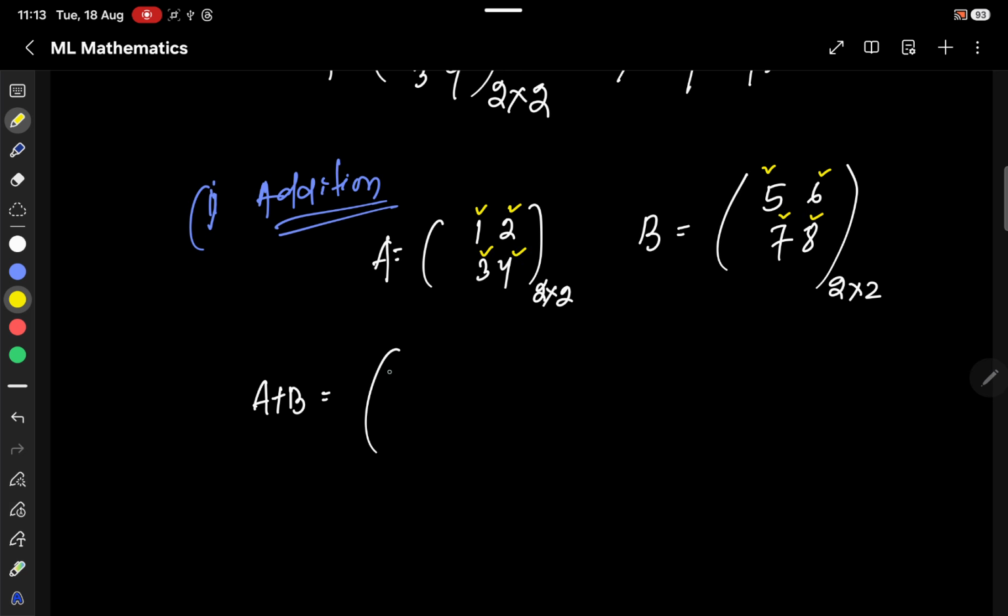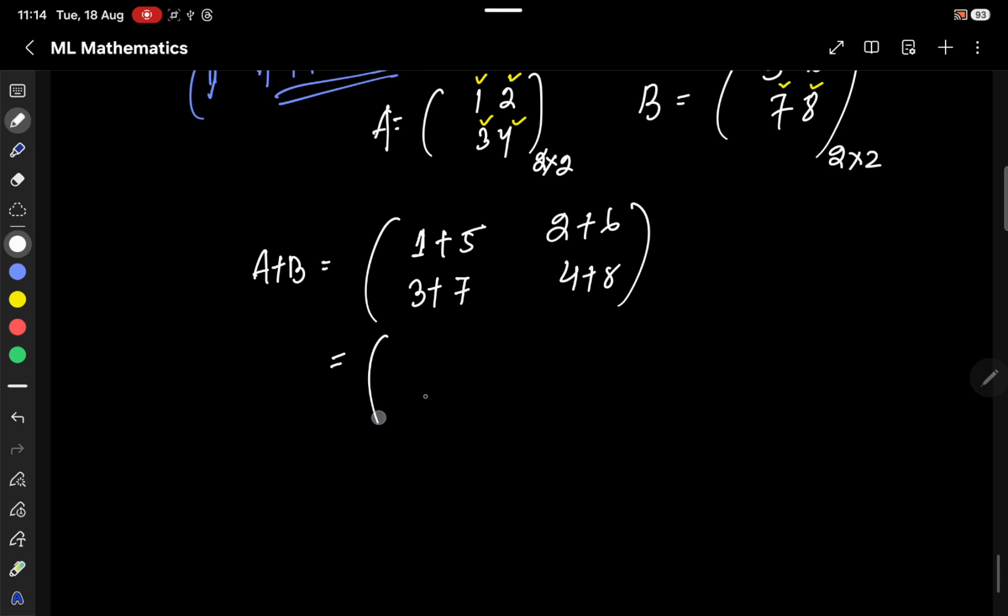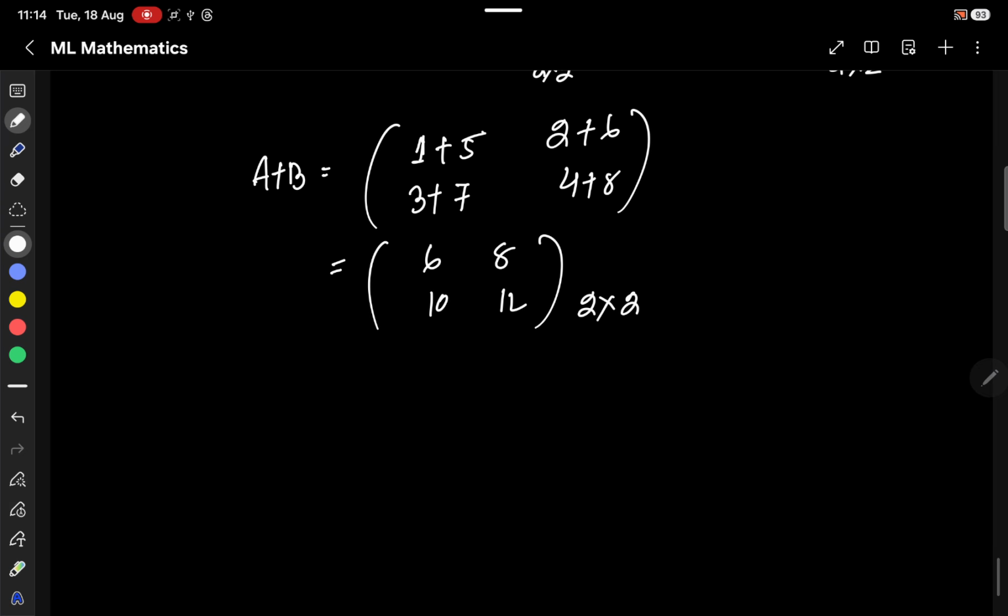If I'm talking like that, then what does that mean? 1 will be added to 5, 2 will be added to 6, 3 will be added to 7, and 4 will be added to 8. If you look closely, this result will give you 6, 8, 10, 12. Both are 2 cross 2 matrices, and this is also a 2 cross 2 matrix. So what we are trying to do here is, if A is doing some kind of effect and B is doing some kind of effect, we are trying to add them to make a single effect.